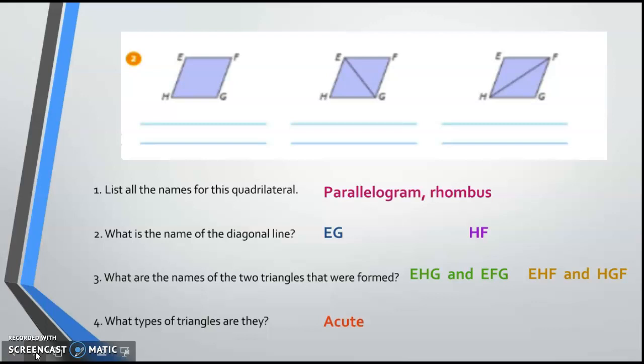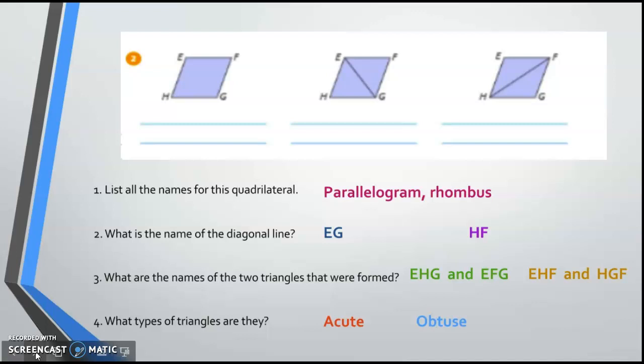Ooh, look at vertex H. That's acute. Look at vertex F. That's acute. Remember, we're supposed to have two acute angles. It's that third one. Look at vertex E. That is an obtuse angle. I wonder if it's the same on the other side of the diagonal. Vertex H is acute, vertex F is acute, but vertex G is obtuse. So we have an obtuse triangle.